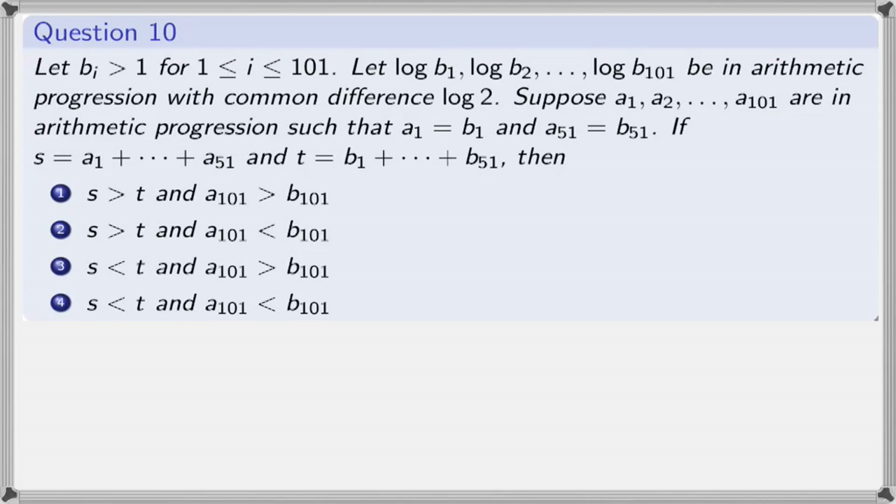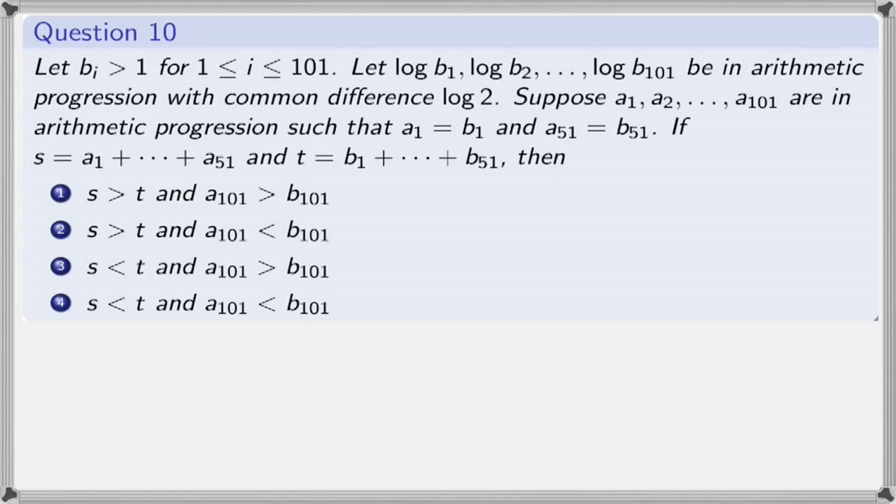We consider the following question. For 1 less than or equal to i less than or equal to 101, let bi be strictly bigger than 1. Let log of b1, log of b2 up to log of b101 be in an arithmetic progression with the common difference log 2, and a1, a2 up to a101 be in an arithmetic progression so that a1 is equal to b1 and a51 is equal to b51. Now consider the sum of a1 up to a51 to be s and the sum of b1 up to b51 to be t. Then we shall find out among the 4 options given here which one is the correct answer.